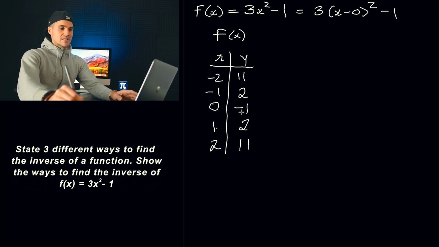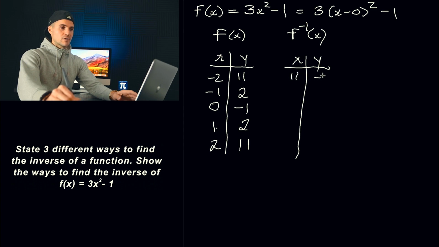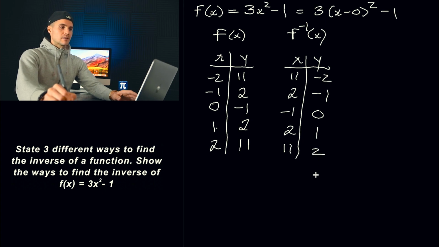Now that we have a table of values for the original function, we can make a table of values for the inverse. We can just interchange the x and the y values. So now the inverse would have the points (11, -2), (2, -1), (-1, 0), (2, 1), and (11, 2).